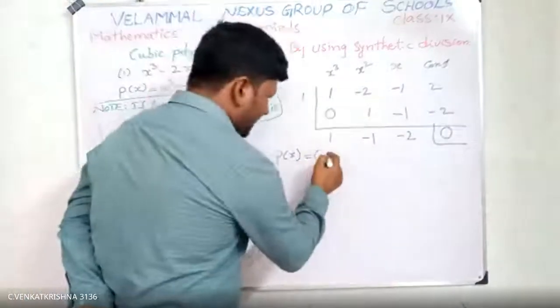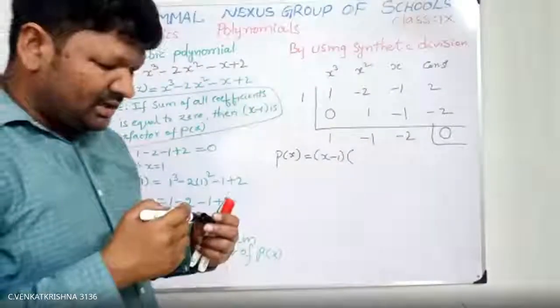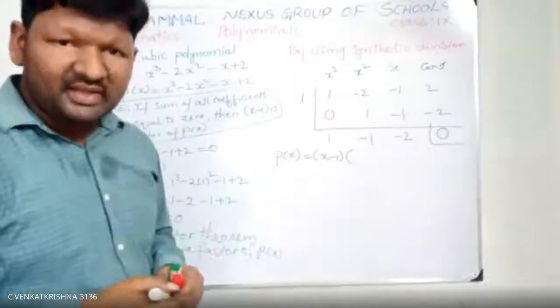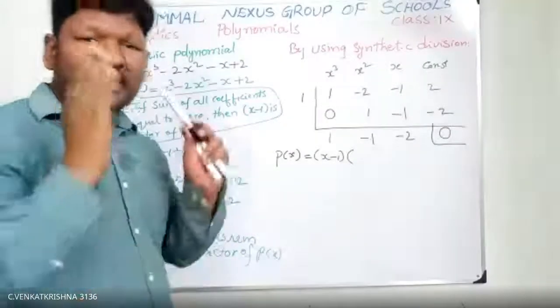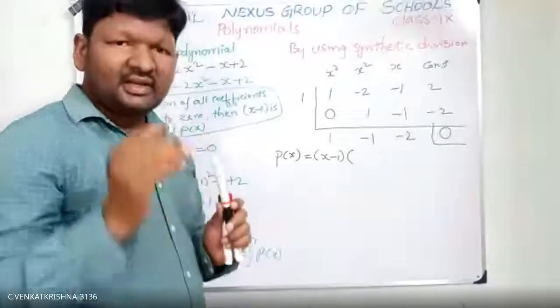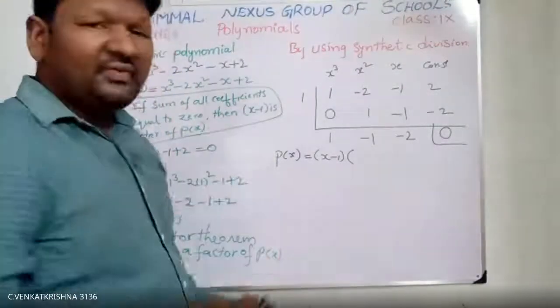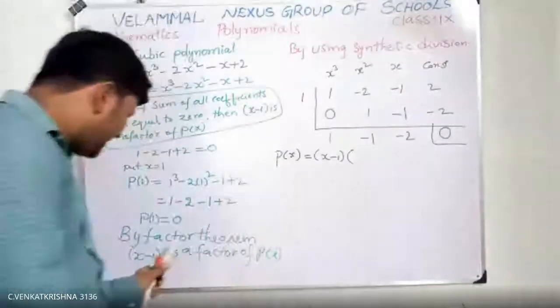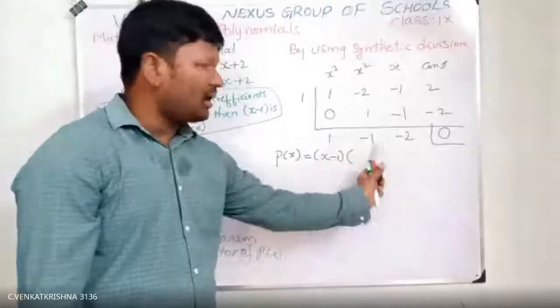Now, the given polynomial p of x, we already found one factor, x minus 1. So x minus 1 into. Degree 3 means how many factors will be there? 3 factors will be there. Degree 4 means 4 factors. So the number of factors is decided by the degree. So degree 3, we have 3 factors, and we already found one factor, x minus 1. Now it becomes a quadratic polynomial.